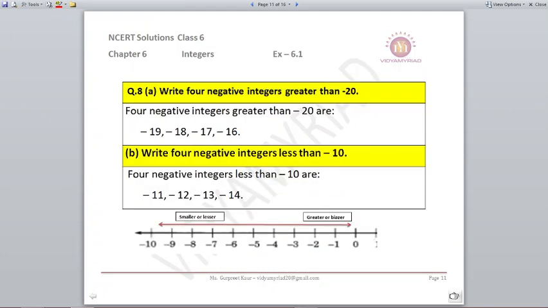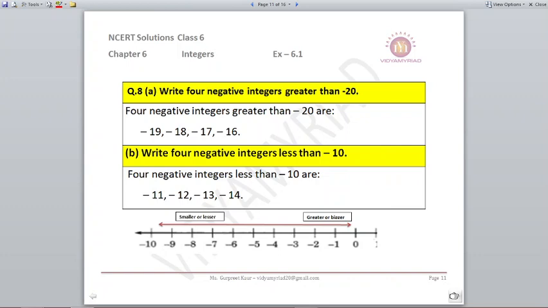Write 4 negative integers greater than minus 20. So minus 20 is on my left. If I move towards the right, then it becomes the greater numbers. It means minus 20, if I take it, the next greater numbers will be minus 19, minus 18, minus 17 and minus 16.